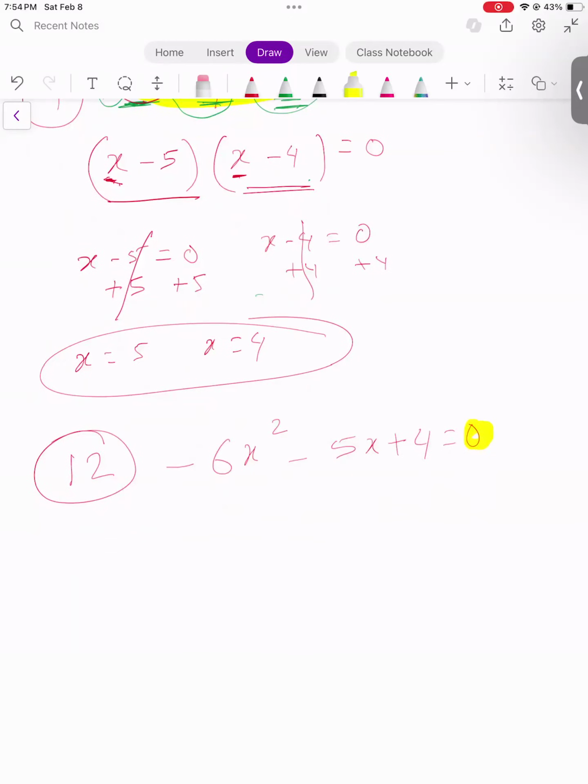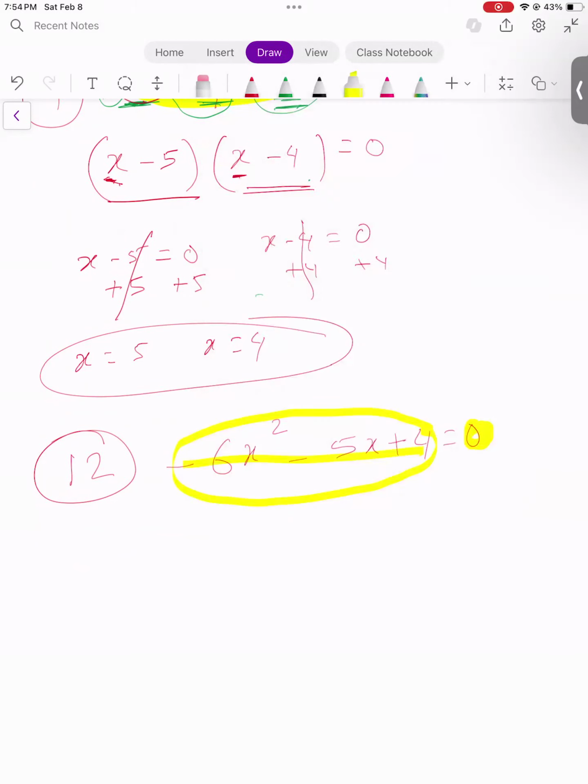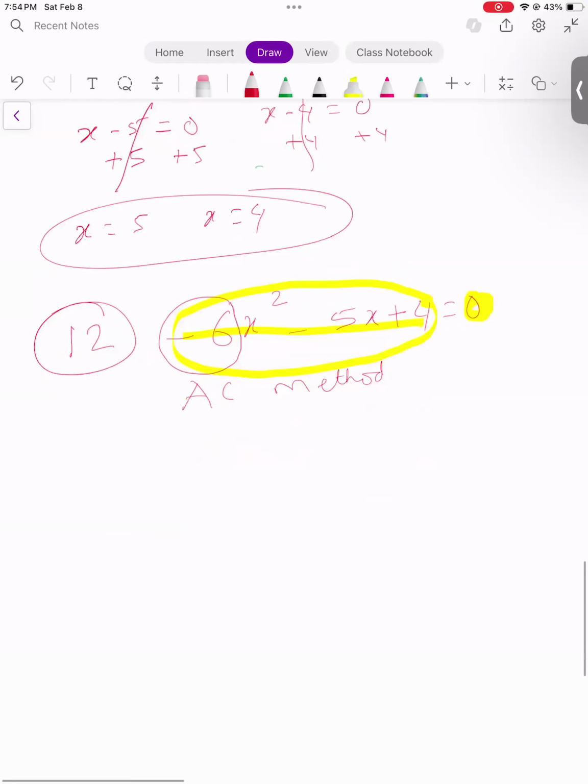The next step is factoring whatever we have on the left side. On the left side, we have a quadratic form and the coefficient of the square term is other than 1. If this is the case, we use the AC method. Let me rewrite this again: 6x squared, negative 5x, positive 4 equals 0. So this is our A, the coefficient of x is B, and the constant is C.